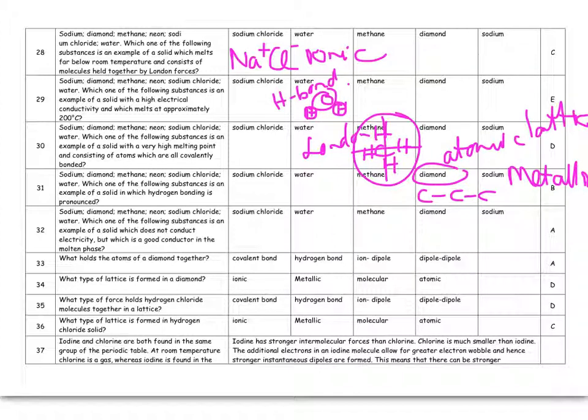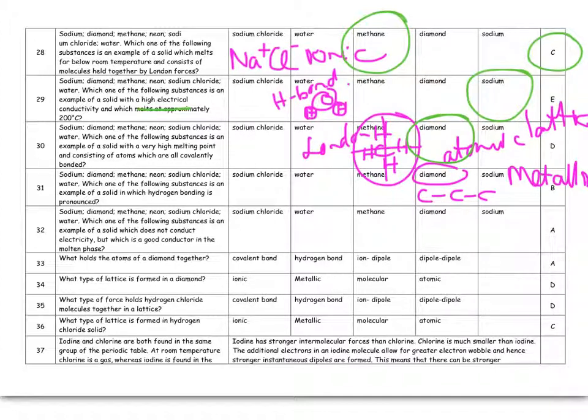Let's see what they ask us. The first one is which one is held together by London forces? Methane. Then it says which one has a high electrical conductivity. The only high electrical conductivities are going to be metals, so it must be sodium. Then it says which one has a high melting point and the atoms are all covalently bonded together. Every single one covalently bonded to the other must be diamond.